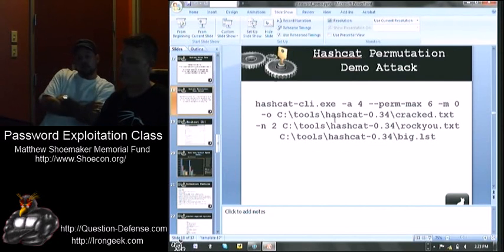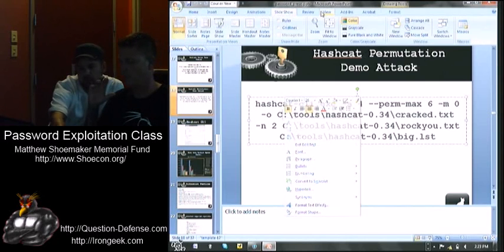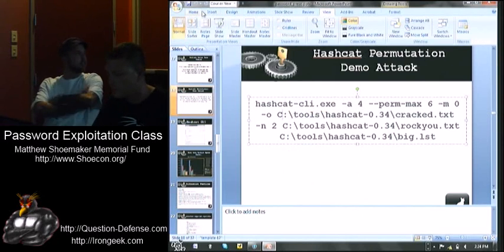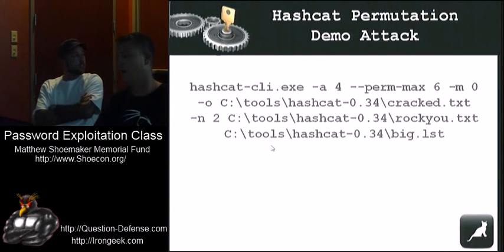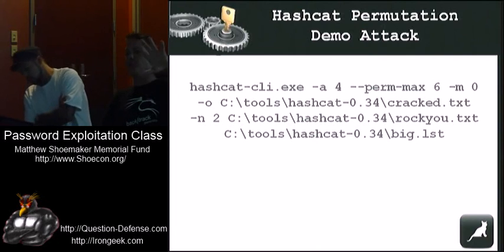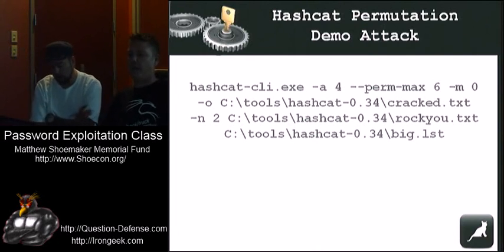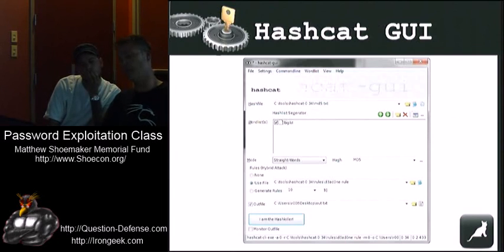So that was the permutation demo attack. I'll put these slides up so you all can have the commands. But like I said, with Hashcat, if you can use the GUI, it's really nice how it gives you the command at the bottom, and then once you learn how to do it, you can do it from the command line. But the GUI is really nice. There's a picture of the GUI.